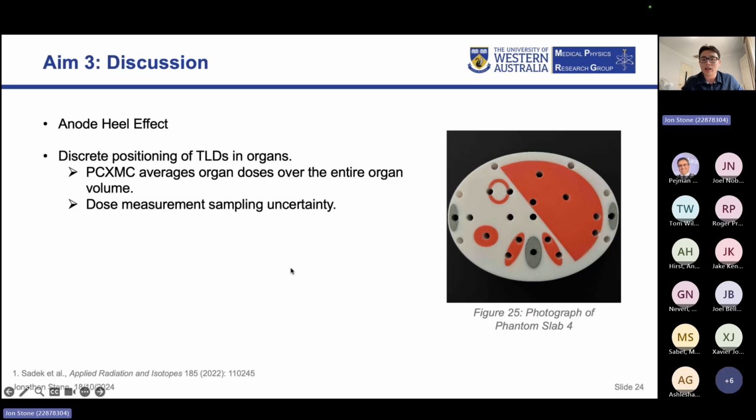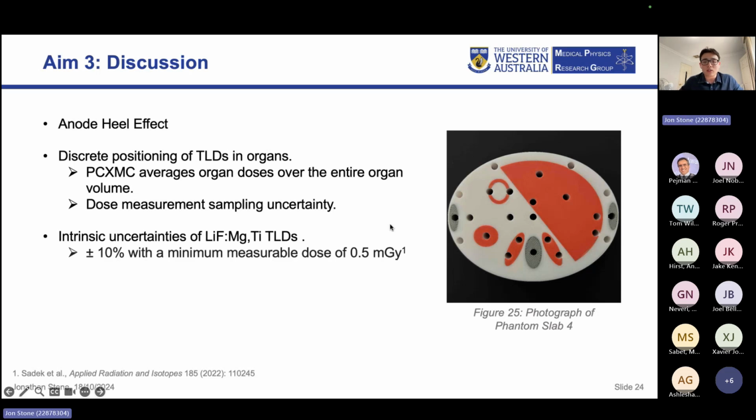So for example, in our liver slice here, we can see that we've got a TLD near the anterior side, in the central, and in the posterior side. So this could possibly be a reason why our phantom overestimated the dose, is because this TLD here would have received a higher dose as it was closer to the source.